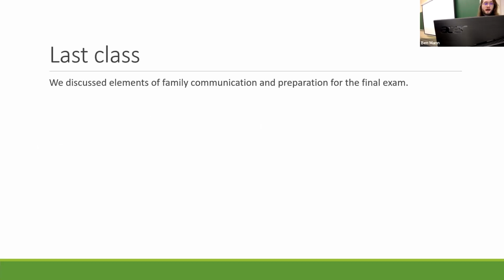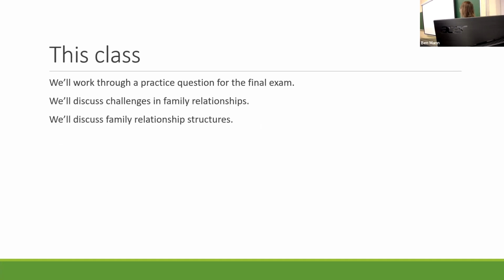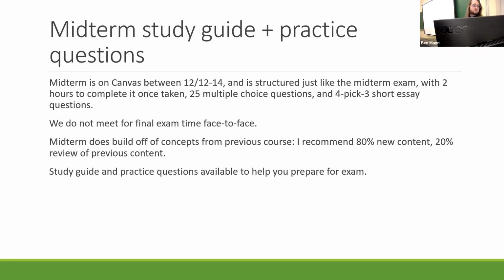All right, so last class, we talked about family communication and preparation for the final exam. Again, this week, we're talking about family and friendship communication. Those things, as well as relationship communication, are good things to brush up on as you prepare for that final exam. For today, we're going to be working through this practice short essay question that connects to the ideas that we've been talking about so far. We'll also discuss some of the challenges and unique elements of family relationships, with a particular emphasis on sibling relationships and relationships in married couples. So we'll be looking at some of those dynamics in a bit more detail.